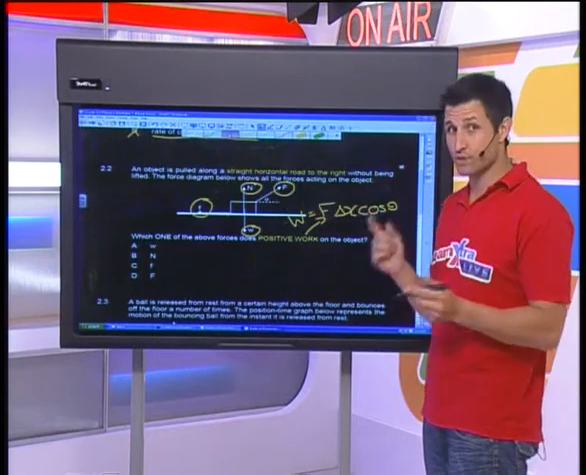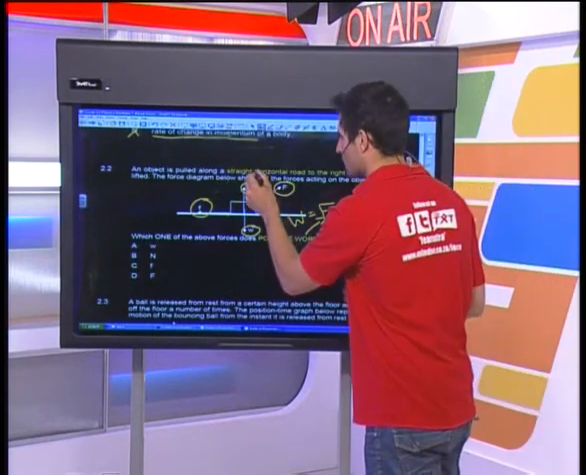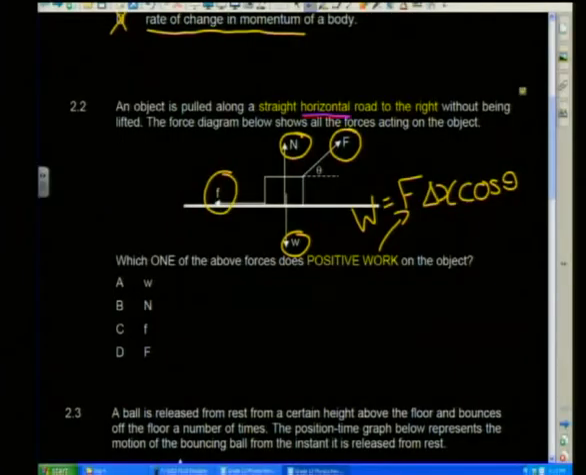So we were told that it was horizontal. That means that vertical forces cannot do work, so let's get rid of them: N and W. The normal force and weight are not going to do any work here. So that's option A and option B right out of the window. Now I've got to start to think, how on earth am I going to get this to be positive work?